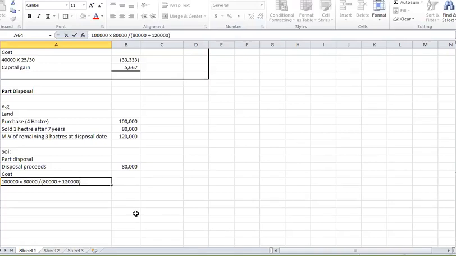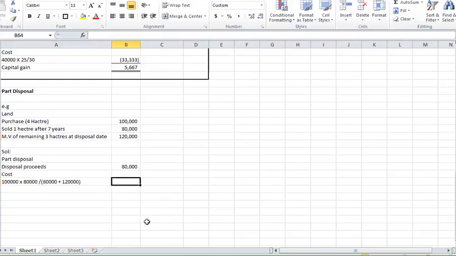Students, this is the formula to calculate cost. Total cost into selling price divided by selling price plus market value of the remaining asset. So 1 lakh is the cost into selling price, which is 80,000 pounds, divided by once again selling price, which is 80,000 pounds plus 1,20,000 pounds.